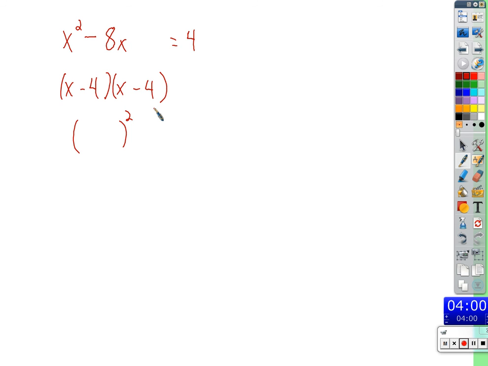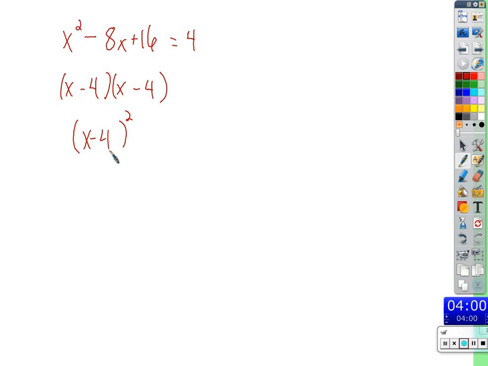Or as we said earlier, half of that will always be that way. These two numbers right here will always be half of the coefficient of x. So if we were to multiply these back out, what constant would we get? Plus 16. Okay, now notice what I have done is I've added 16 to the left side, so that it factors just the way that I want.